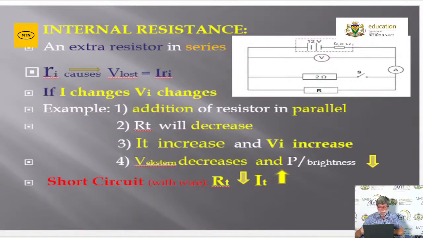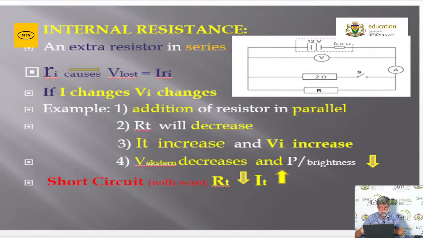Now, internal resistance causes V lost, and I like the term V lost. So V lost equals the current times the internal resistance, Ri. Now remember, if you change the conditions in a circuit, that changes the current I. Remember, V lost will immediately change. And if V lost changes, V external will change.